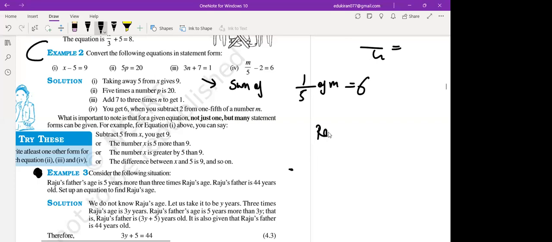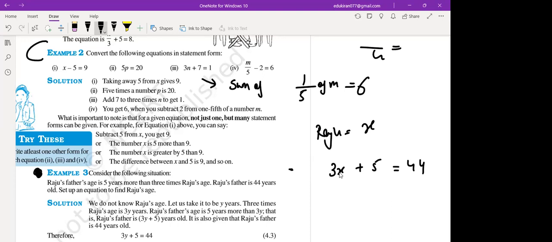So what is the age of Raju? You don't know Raju's age, so you took it as X. Then it is said that Raju's father's age is 5 years more, so 5 years more means plus 5, than 3 times Raju's age. Raju's age is X, so 3x plus 5. And what is the father's age? It is 44. Right? Done.